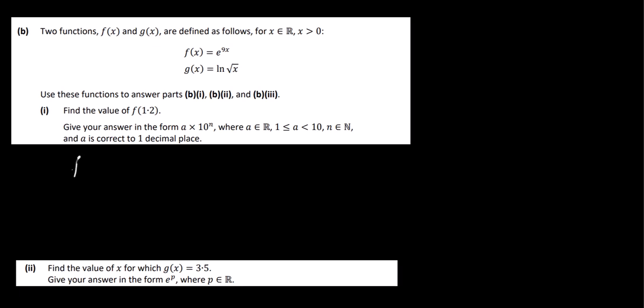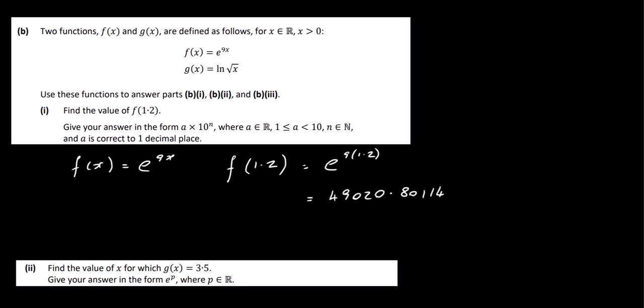We have f of x is equal to e to the power of 9x. That means f of 1.2. So all we've got to do is put in 9 times 1.2. If we do that on our calculators, we will get 49020.80114. Now we've got to convert this into scientific notation.